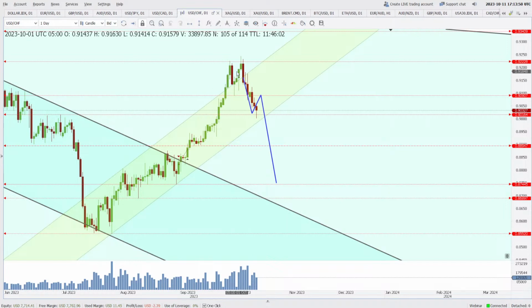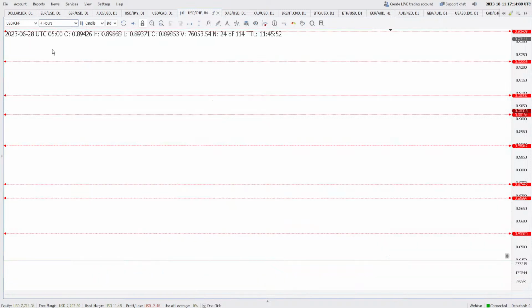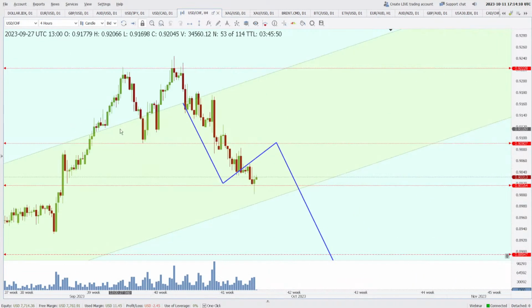USD CHF, we talked about it that if the price comes back to 0.9016, there is a high probability that some buyers will push the prices back towards 0.9090, and that is exactly what is happening right now, at least on the 4 hour, where there's a bullish pin bar on the support area. It can extend the prices back towards 0.9090 area.